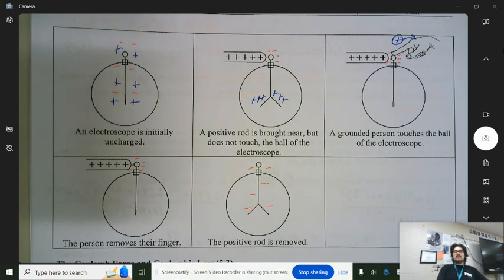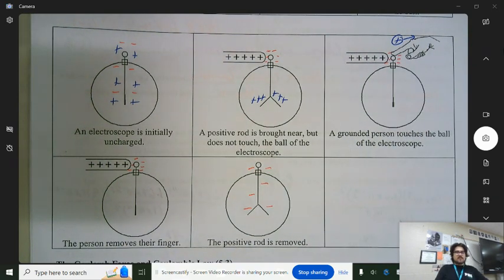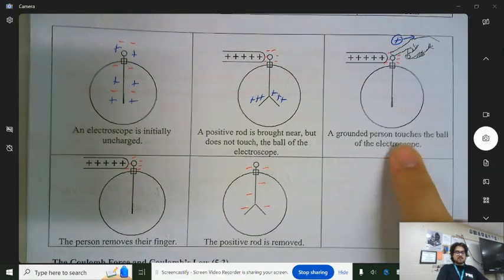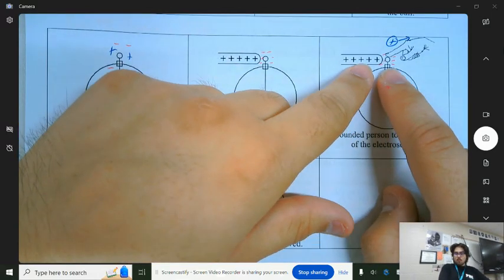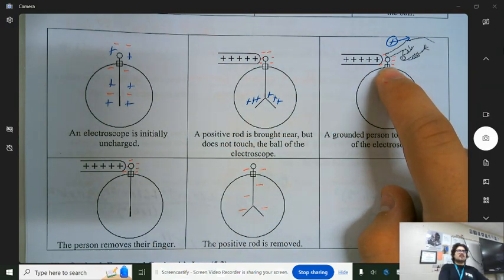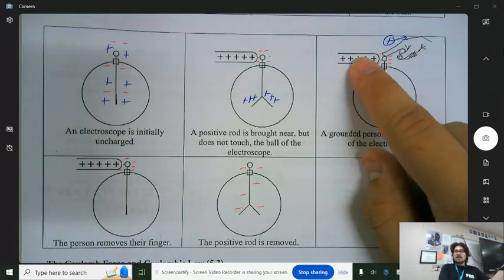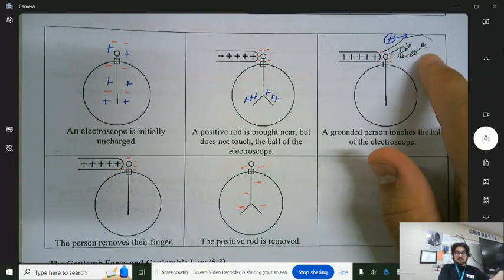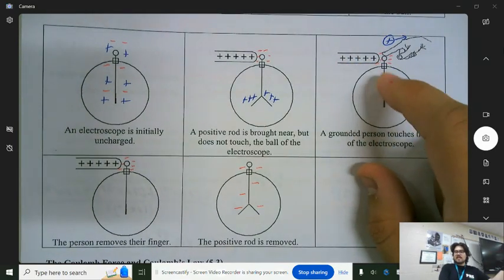If a person who is on the ground or who is grounded, okay, not like in trouble, but like grounded, okay, if they come up and they touch the sphere of the electroscope, okay, I teach high school, I'm not saying that, okay? If they touch the sphere of the electroscope, what's going to happen is the positive rod is going to hold the negative charges up near the rod, but now we've introduced ground into the equation, and the positive charges realize that they can actually get further away from the like charges if they just go to ground.